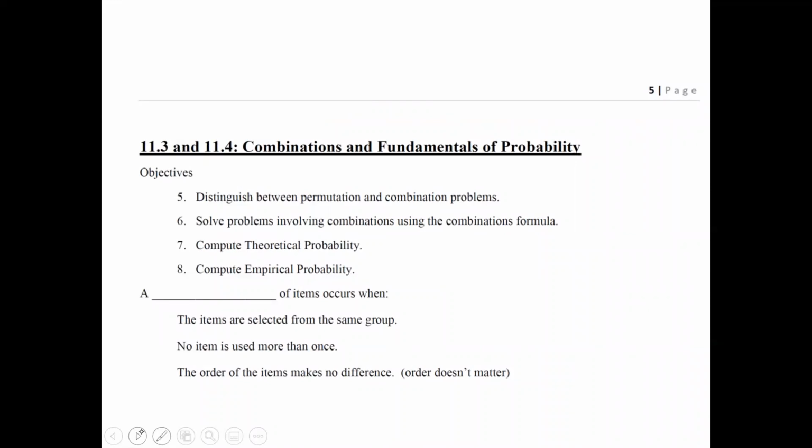All right, let's go ahead and take a look at sections 11.3 and 11.4. Read the objectives, and we shall continue with this. So the first one is a combination of items occur when the items are selected from the same group. No item is used more than once. The order of the item makes no difference. So order does not matter.